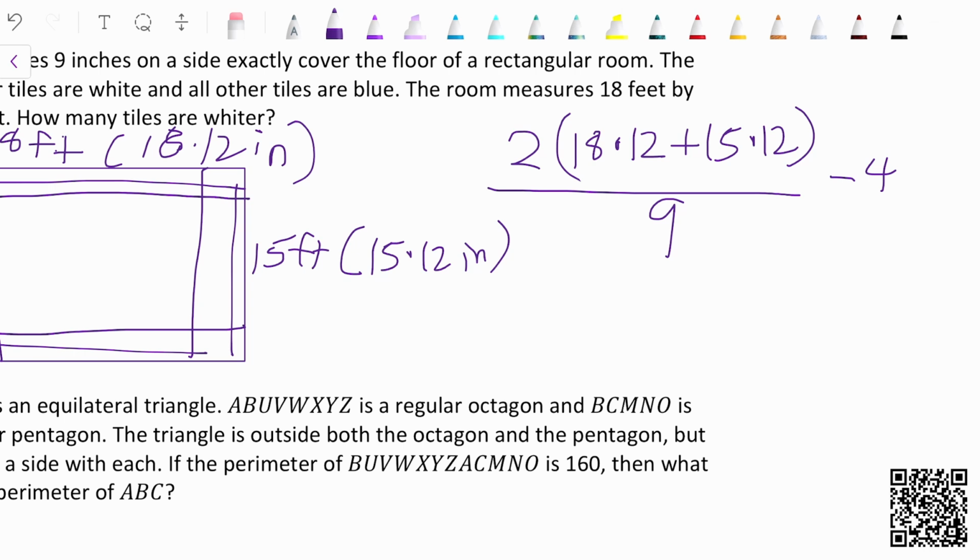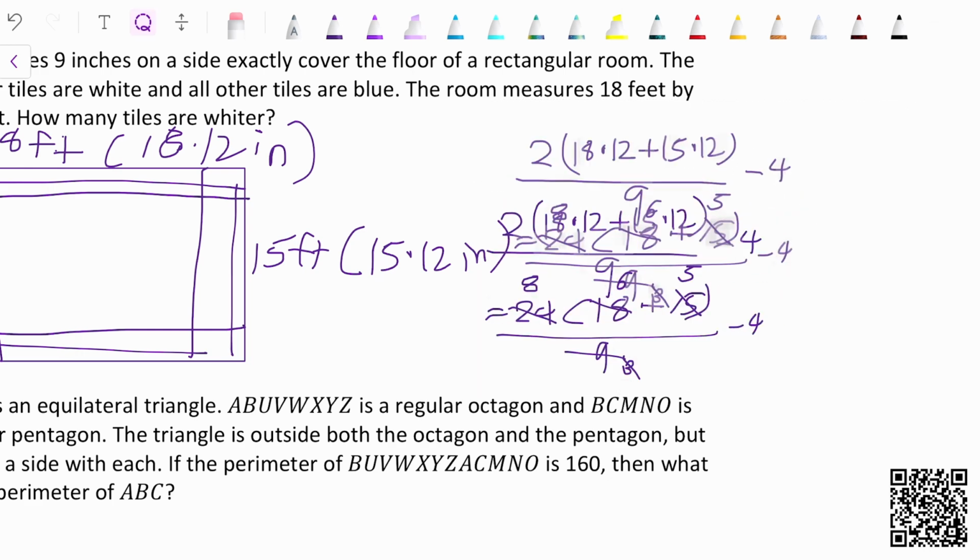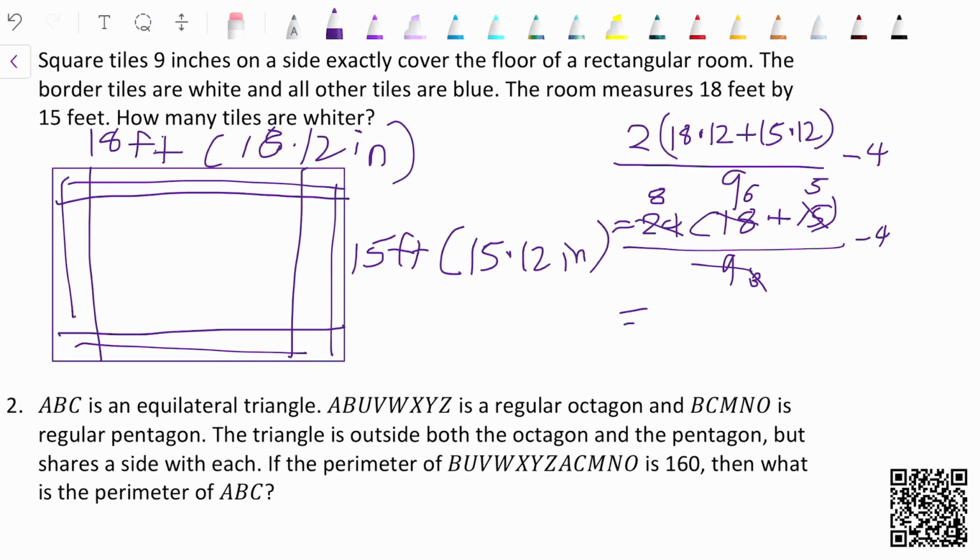So if we actually do our equation, we're going to pull out our 12. So 24, 18 plus 15 over 9 minus 4. Now we can simplify. So this is divide by 3, so 8. This is 3, divide again, 6. And divide this by 3 as well, so 5. So this is basically equivalent to 8 times 6 plus 5, which is 11, so 88 minus 4, which is then equivalent to 84. Therefore, the tiles that are white are 84 of them.